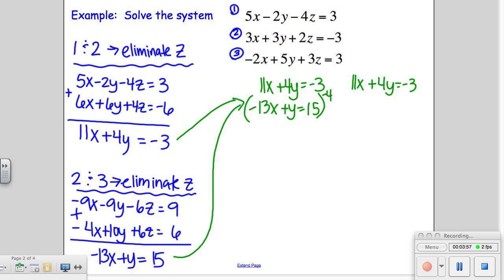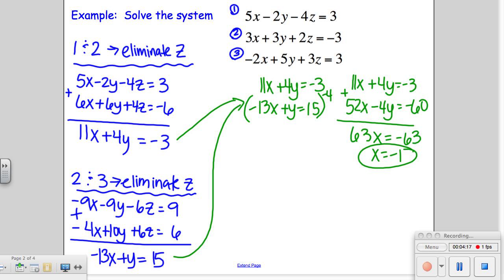So we're going to get 52x minus 4y equals negative 60. And now when I add these together, I get 63x equals negative 63, so x is negative 1. I just found one of my variables, negative 1 for x. I can plug it back into one of those 2 original equations. Let's pick the top, the 11x one.